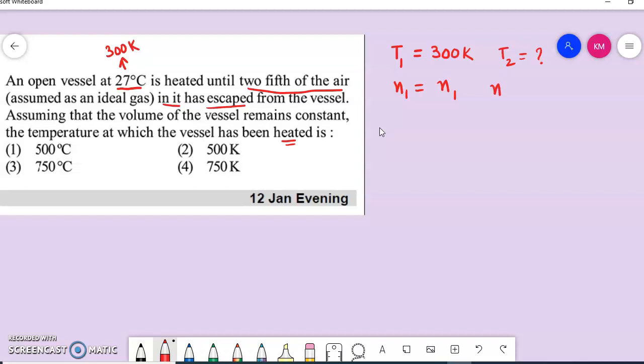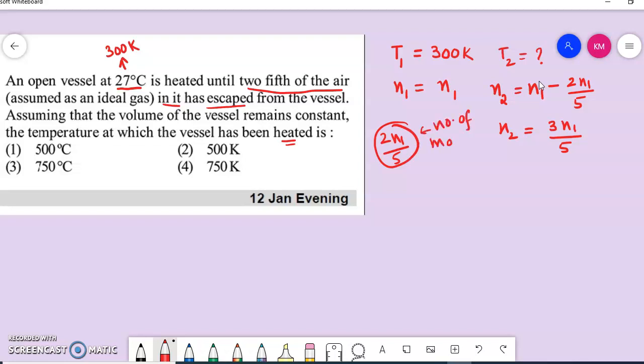So then N2 can be taken as N1 minus 2N1 upon 5. Why? Because 2 by 5 moles have escaped. Initial moles are N1. After heating, these many moles have escaped. So N2 will be equal to, how much will you get, guys? 3N1 upon 5, where 2N1 upon 5 is the number of moles escaped.